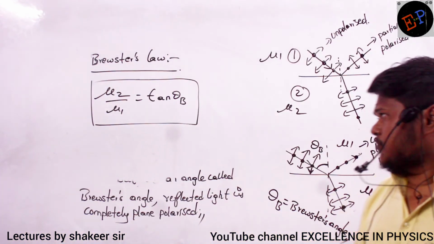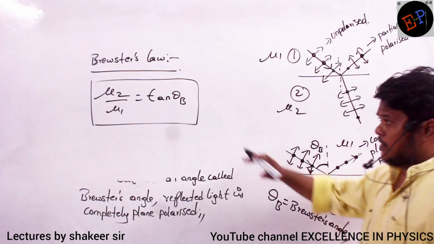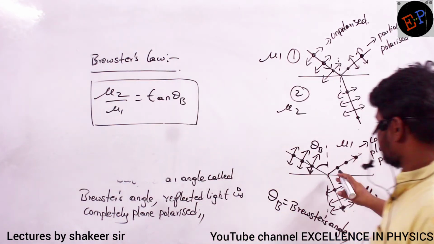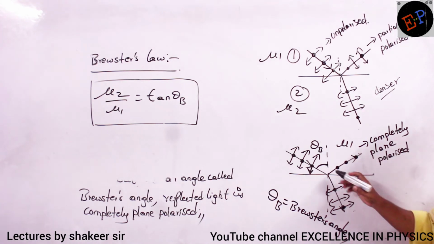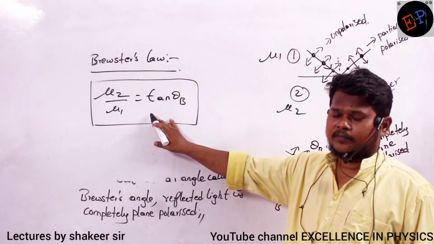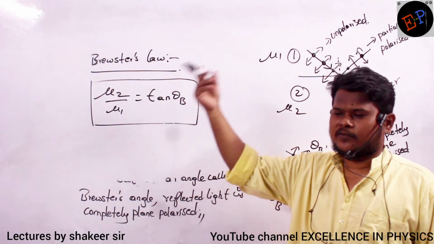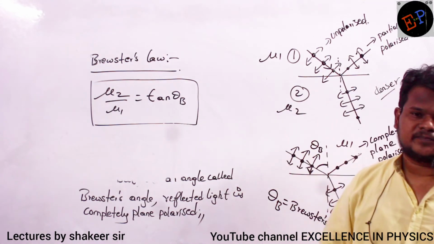So this angle of incidence will be how much? Tan of angle of incidence. Which angle of incidence? At which reflected light is 100% polarized. This is the angle of incidence. So if you take a tan of that angle, then it is equal to the ratio of refractive index of second medium to the refractive index of first medium.